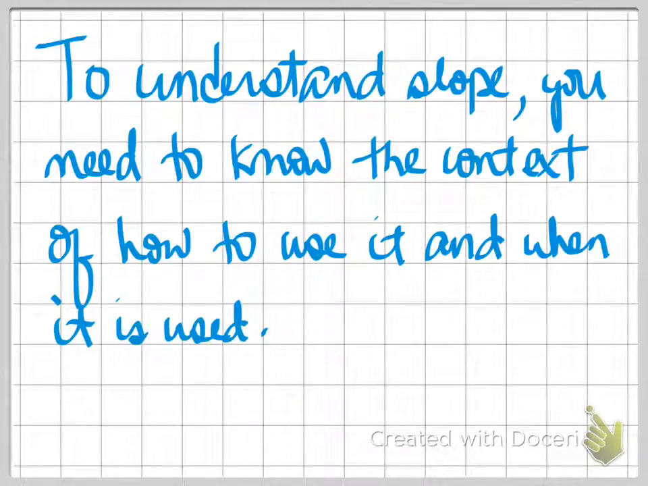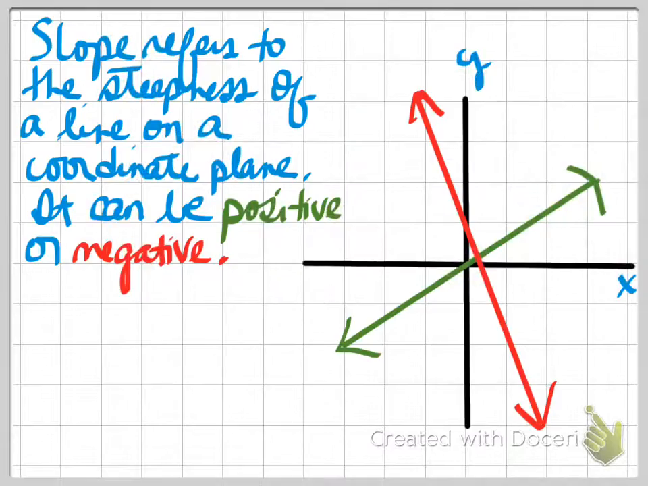To understand slope, you need to know the context of how to use it and when it is used. Slope refers to the steepness of a line on a coordinate plane. It can be positive or negative, as represented in the graphic shown here.